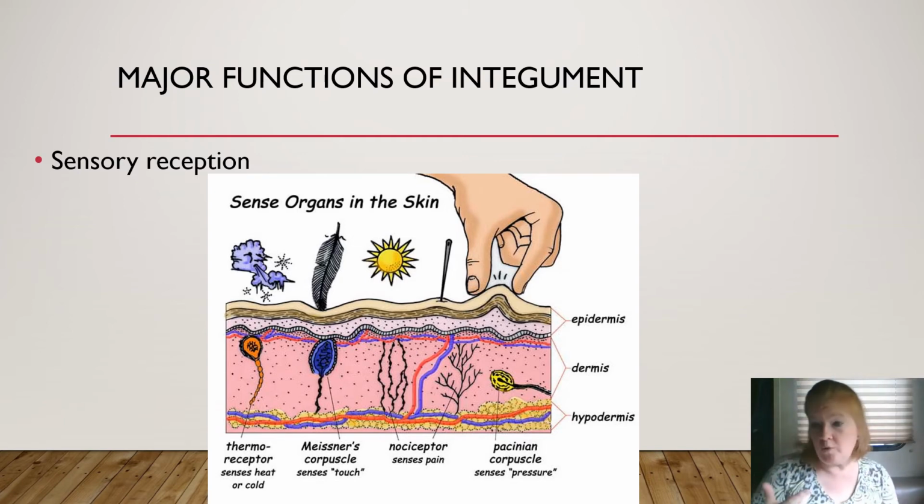The Meissner's corpuscle is just light touch. So both of the corpuscles are touch. Just Meissner's is nice touch. And Pacinian is the pinch, deep pressure. Okay, nociceptor, no, like pain. And then thermoreceptors, heat or cold. They sense one or the other.